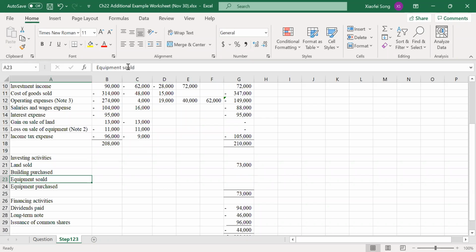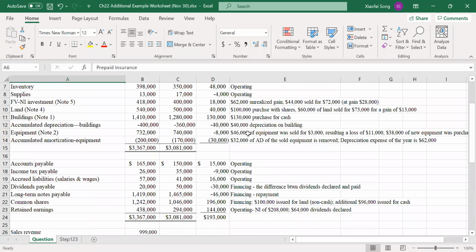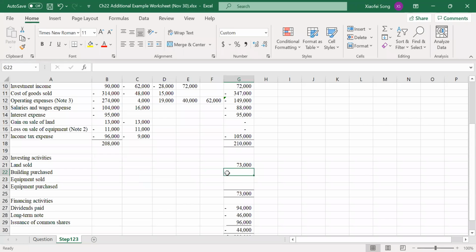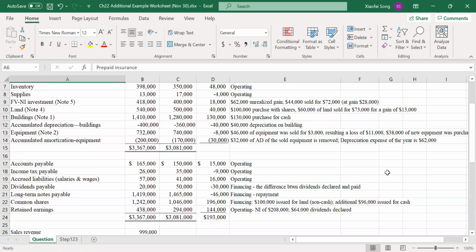Building sold. Sorry, that's it. Building sold. Let's look at that. $130,000 paid for additional buildings, so that's cash outflow. Wait a second. Building purchased, yes. I said the building sold, but nothing was sold here. Okay. And we have both sales and the purchase of equipment, and we need to use a gross method.